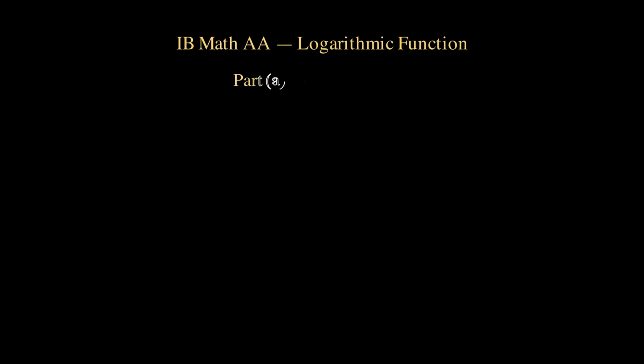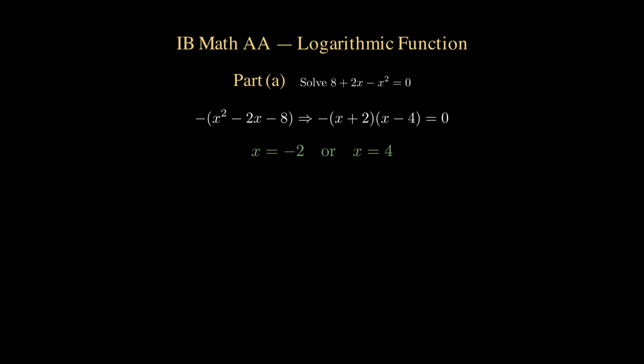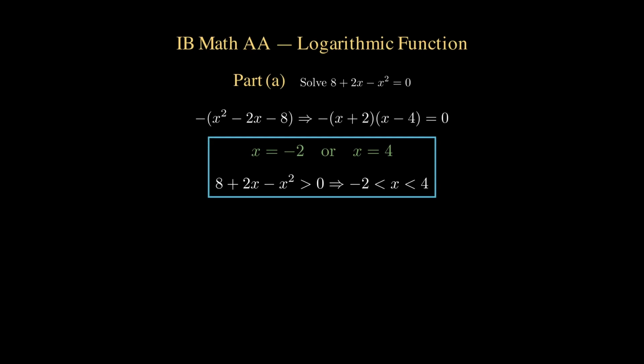For part A, we factor 8 plus 2x minus x squared. We pull out the negative, open bracket, x squared minus 2x minus 8, close bracket, which factors as negative, open bracket, x plus 2, close bracket, times open bracket, x minus 4, close bracket. Setting this equal to 0 gives the roots x equals negative 2 and x equals 4. The expression is positive between the roots, so 8 plus 2x minus x squared is greater than 0 for negative 2 less than x less than 4.